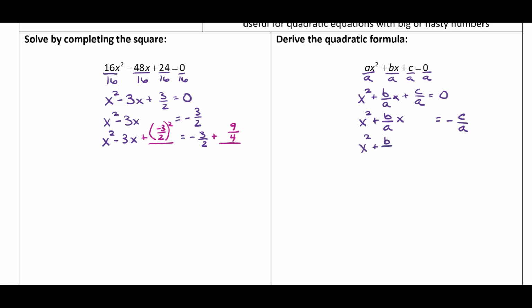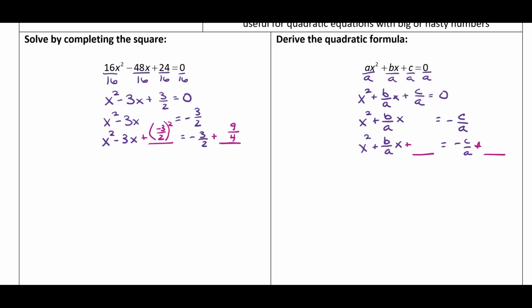So notice I'm bouncing back and forth between these because I really want you to see that it's no different. It's just that here we're dealing with letters, and on the other side we're dealing with numbers. So it's the same concept. We're going to have to take half of b over a.